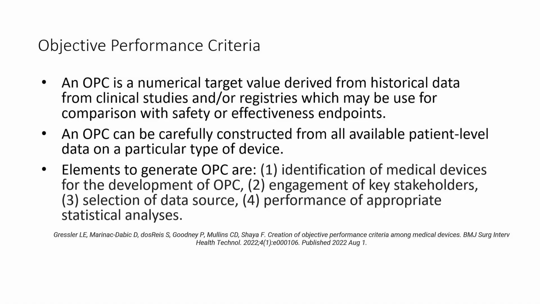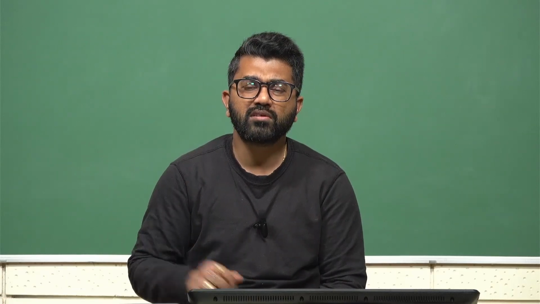Elements to generate OPCs are identification of the medical devices or materials or the tissue constructs for development of the OPC, engagement of key stakeholders, right? Selection of data sources and performance of appropriate statistical analysis. Medical device market is very well grown in this aspect. So if you're looking at a classic hip implant, for example, there is a lot of data on what is a right hip implant, what are the possibilities, what can go wrong. These are very well designed, right?